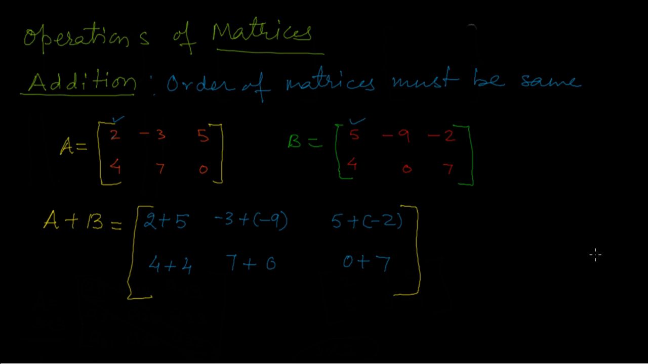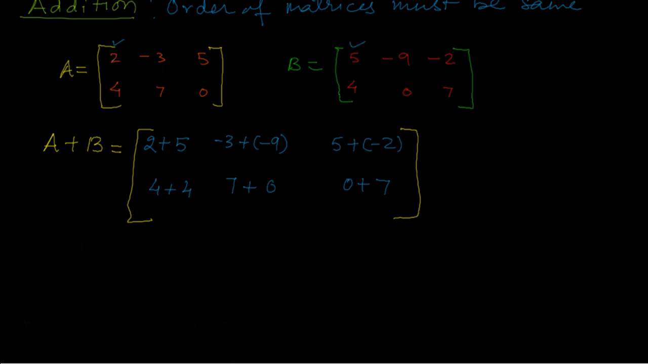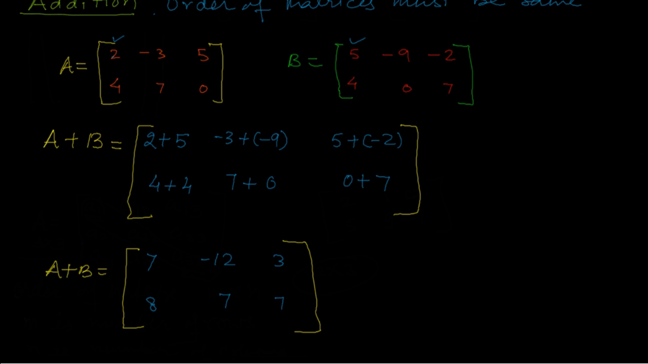Now the next thing, we have to simplify all of these, and we will get A plus B is equal to: 2 plus 5 is 7, -3 plus -9 is -12, 5 plus -2 is 3, 4 plus 4 is 8, then 7, and 7. So we get A plus B as 7, -12, 3, 8, 7, 7. It is clear now, I think, that this is addition.